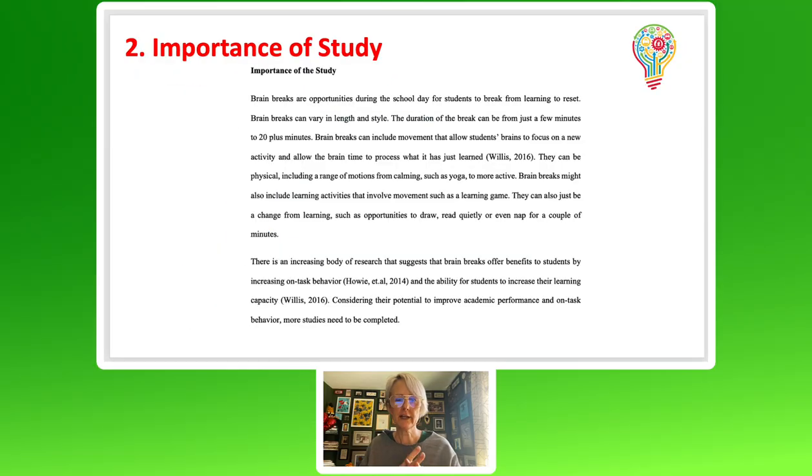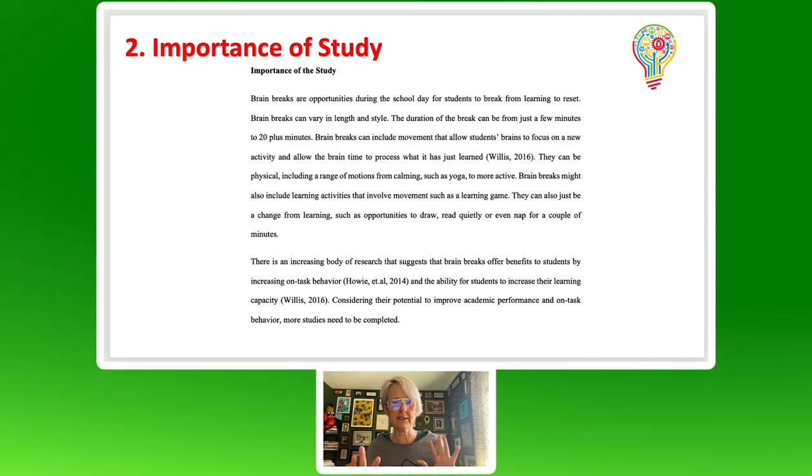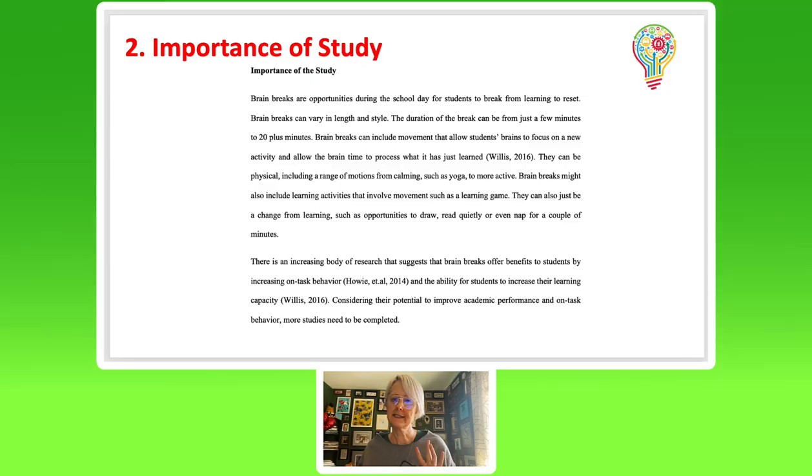Let's take a little look at it here. And of course, you've got Google Slides if you need them, right? Brain breaks are opportunities during the school day for students to break from learning to reset. It goes on; they can vary in what they are. It uses one citation there, which is really important to include. If you are talking about someone else's work, cite them.